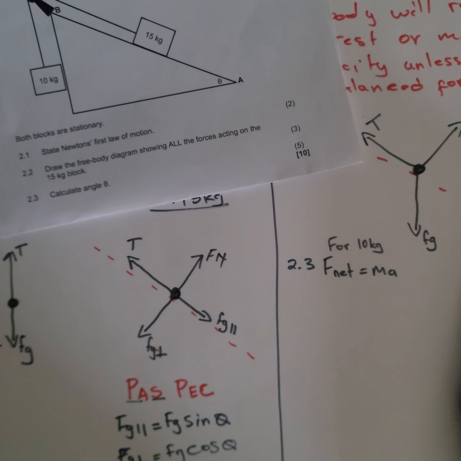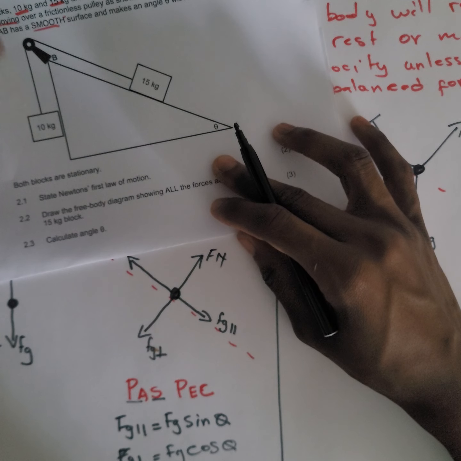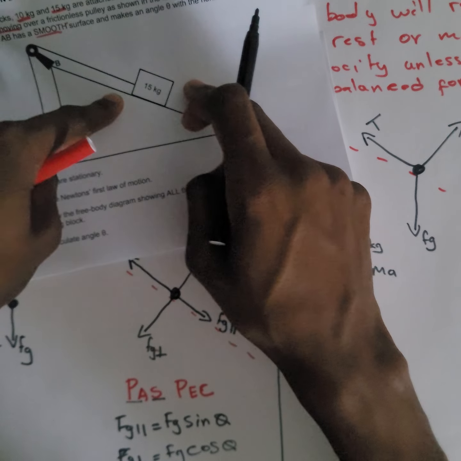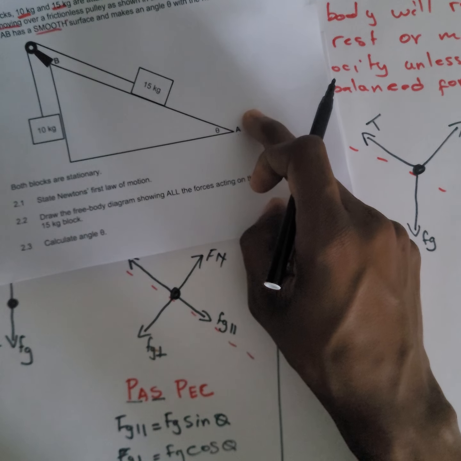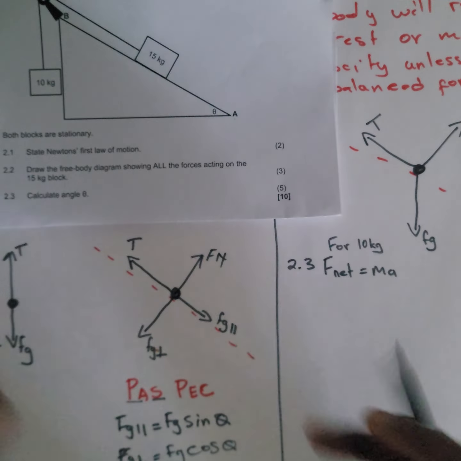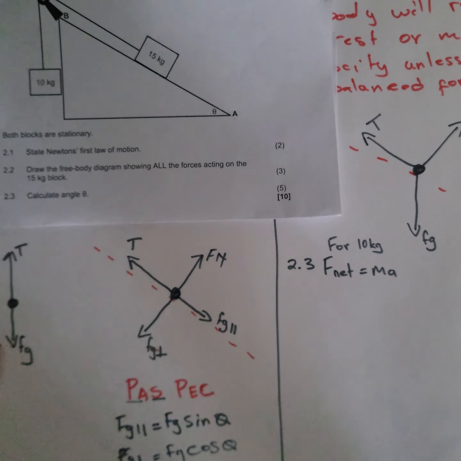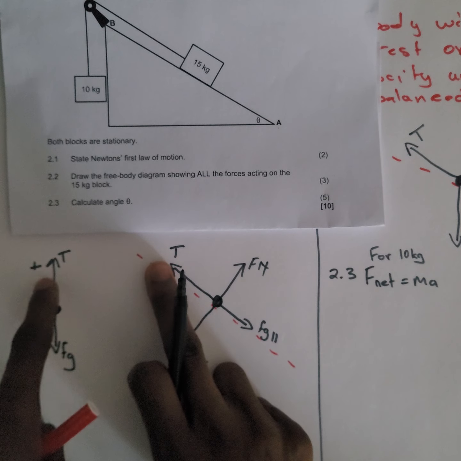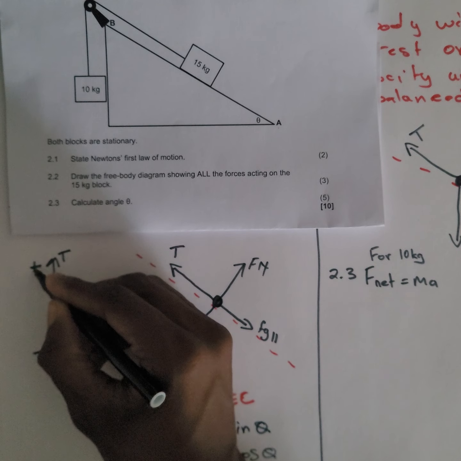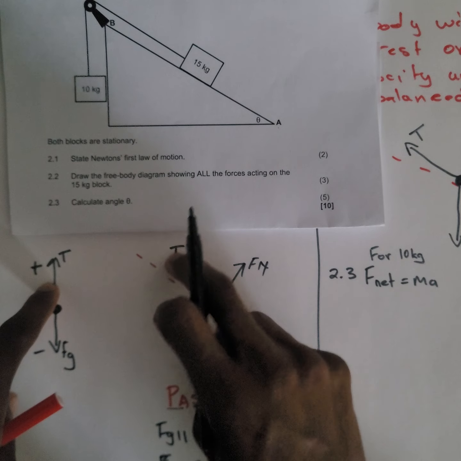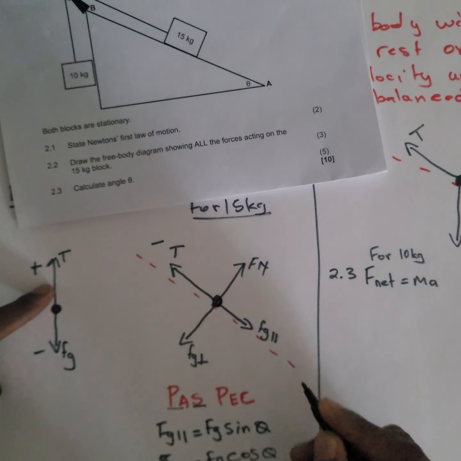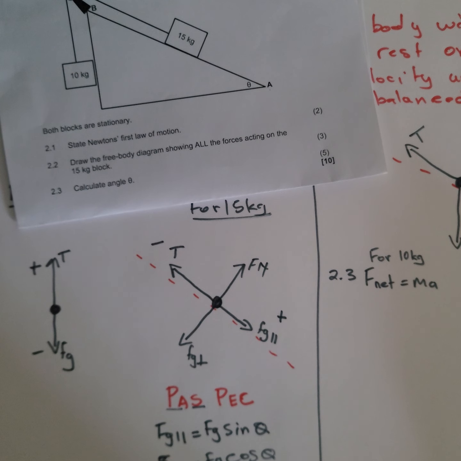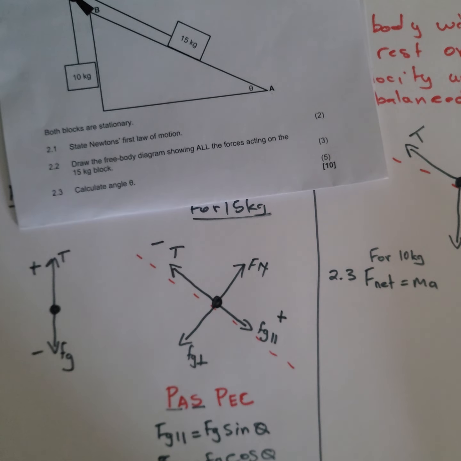So if you do it like that, up is positive, which means on this other 15 kg block, down will be negative, and then up will now be positive like that. Because remember, we said the tensions must get opposite signs there. So if this tension here is positive, this one here has to be negative, meaning that the downward motion of this 15 kg block will be positive.